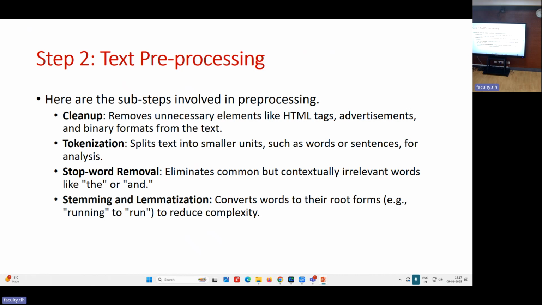Similarly, in the case of a search engine, you can do the same process just to remove the complexity which is hidden in the text data. So what is stemming and what is lemmatization?